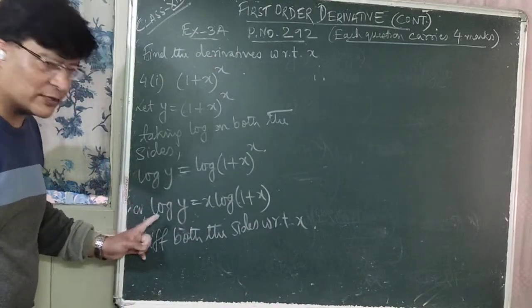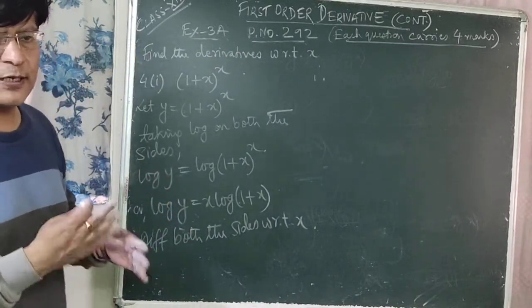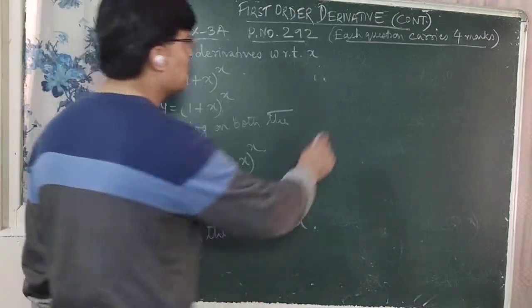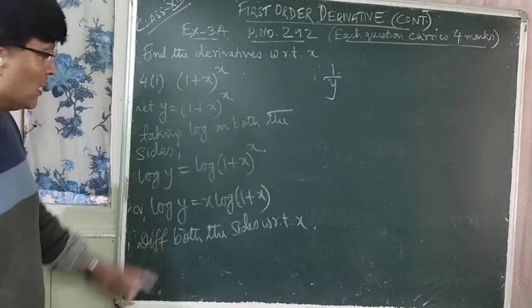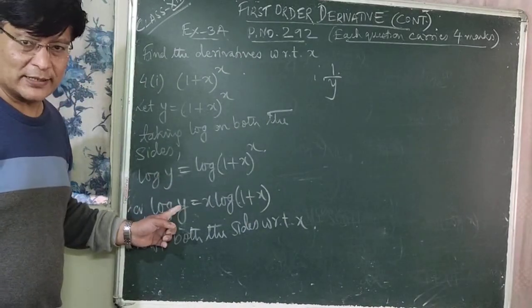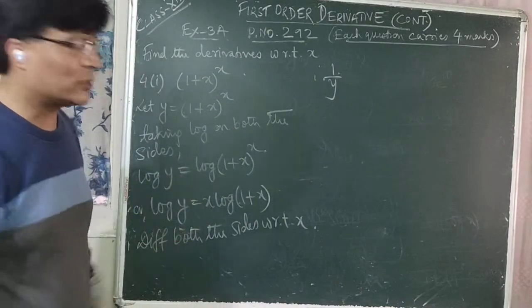So what is d by dx of log y? First of all, it is in the form of log x. What is the differentiation of log x? It is 1 by x, but in this case it is 1 by y. This y was assumed as x, isn't it? Again you have to differentiate y with respect to x.